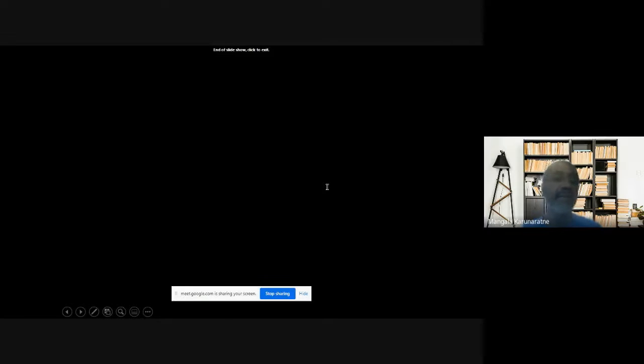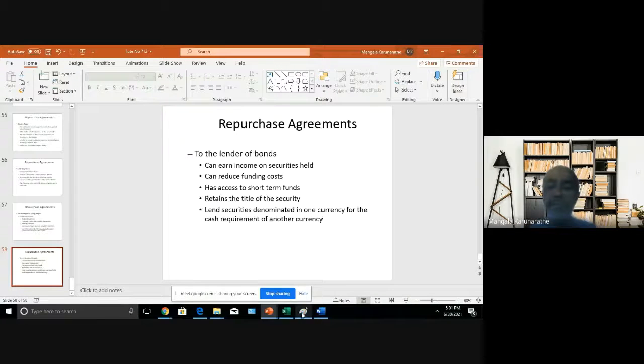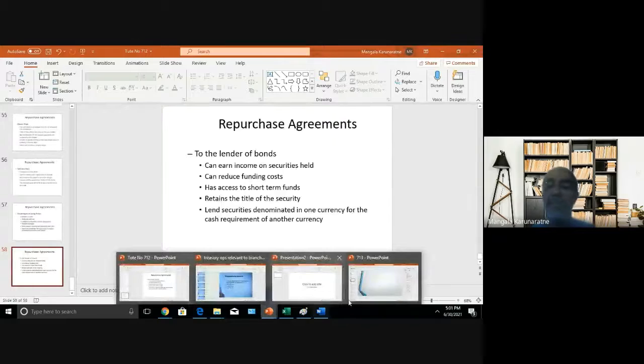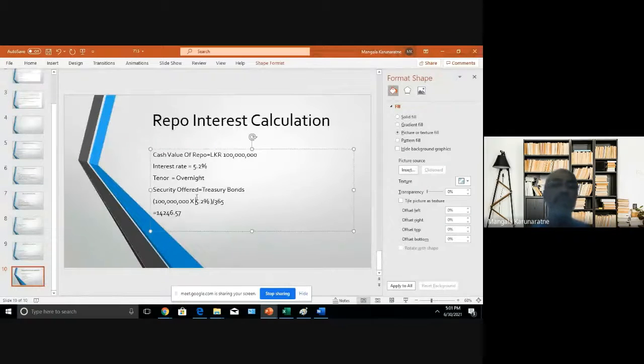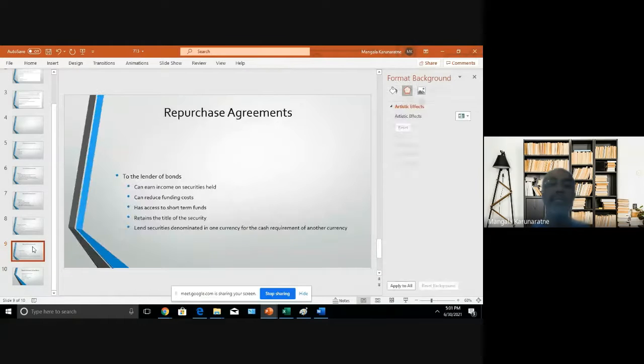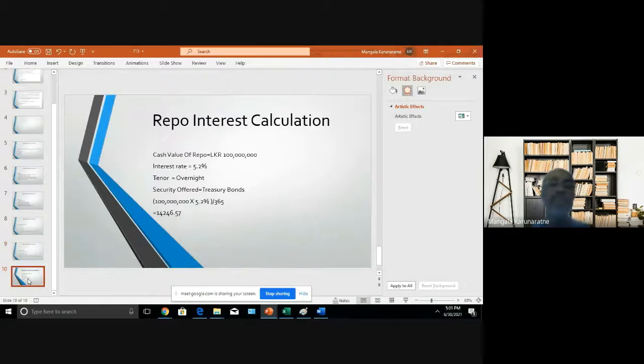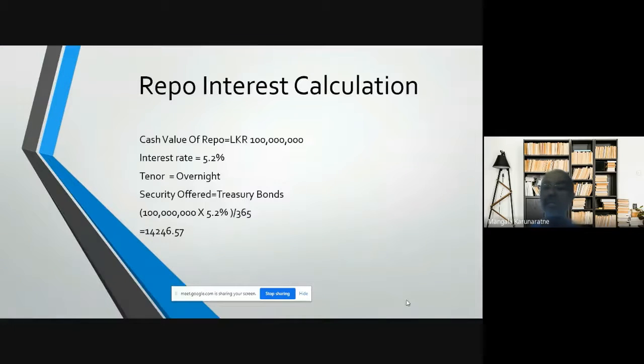And I have actually, just a minute, I missed one slide. This calculation is the same thing but a different example. So we will do this calculation and finish this off. We will take about another 5 minutes.